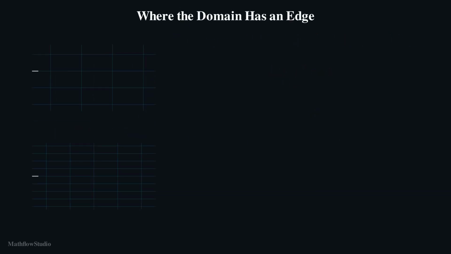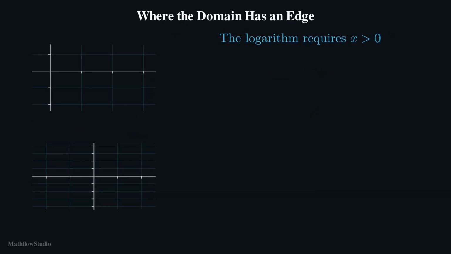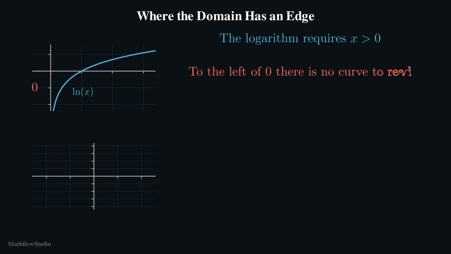Continuity is claimed on a domain, and a domain can have an edge. The natural logarithm requires a positive input, so its curve begins at an edge. To the left of that edge, there is no curve to read and no height to substitute.